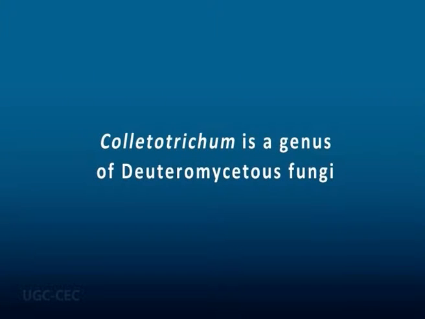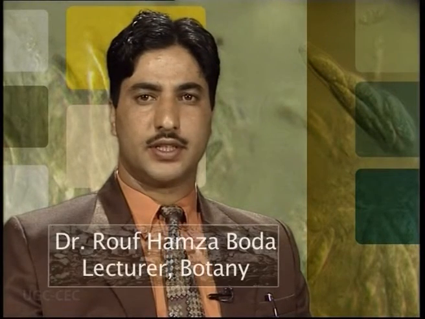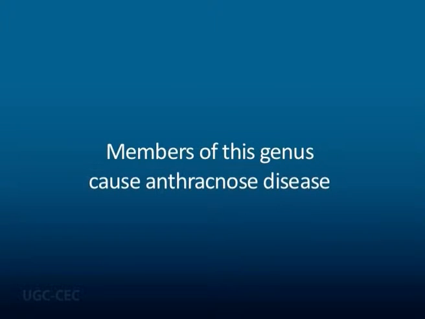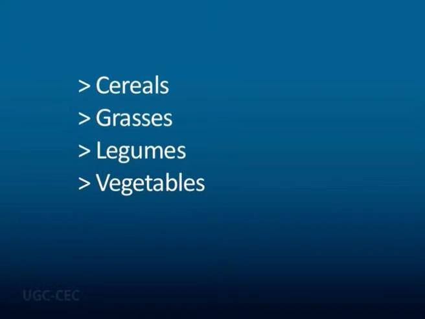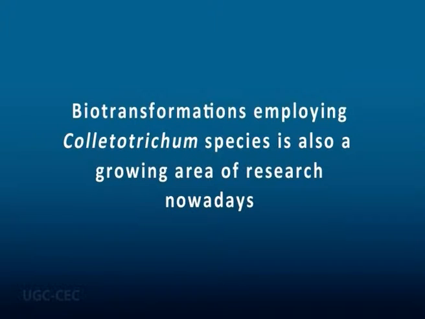Colletotrichum is a genus of Deuteromycetous fungi. Several plant pathogenic species have been recognized in this genus. They also infect some animals. Members of this genus cause anthracnose diseases of cereals, grasses, legumes, vegetables, and fruits. Not only are they plant parasites, but they also infect animals. Biotransformations employing Colletotrichum species is also a growing area of research nowadays.